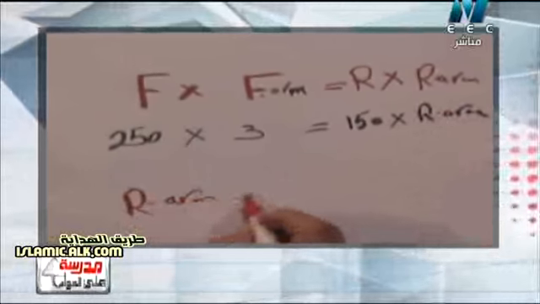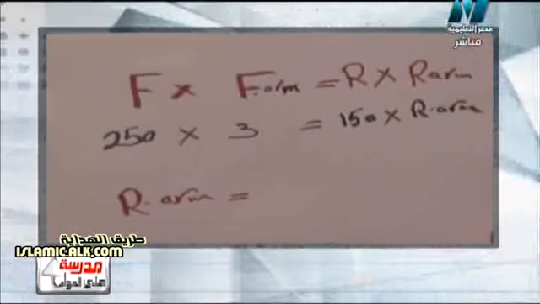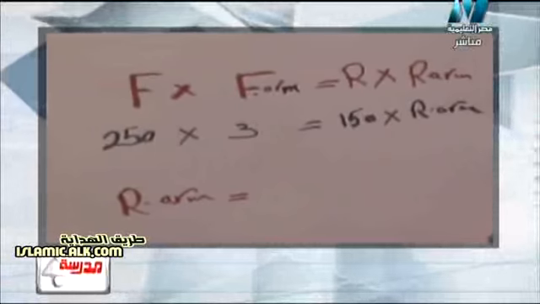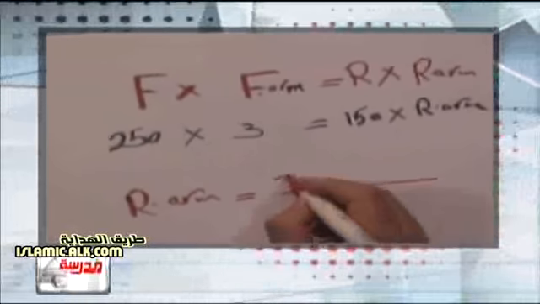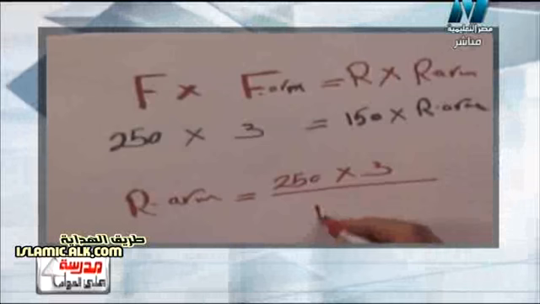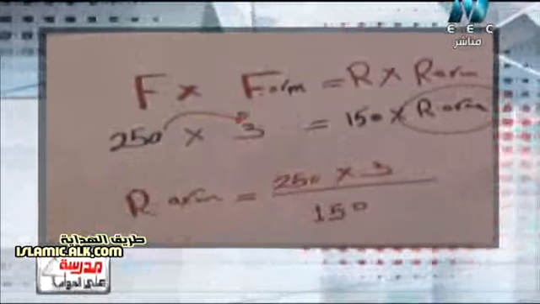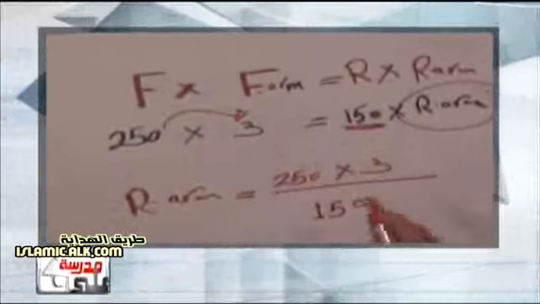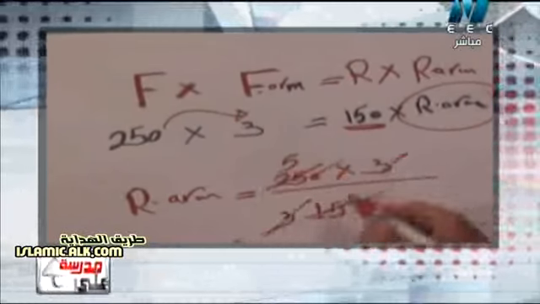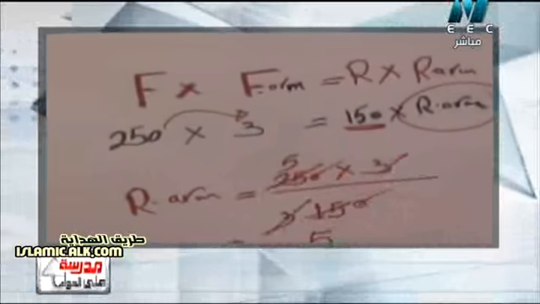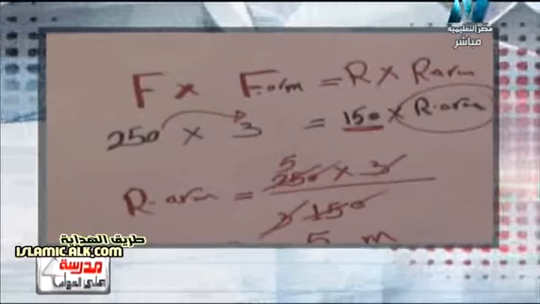So here the resistance arm equals what? It will be calculated by cross multiplication, which we have studied in mathematics. I have a fraction like this: 250 by 3 divided by 150. If I want the resistance arm, I will multiply the effort force by the effort force arm and divide by the resistance. Here we can omit 0 with 0, 5 divided by 5 equals 1, and 3 is cancelled with the other 3, so the answer is 5 meters.